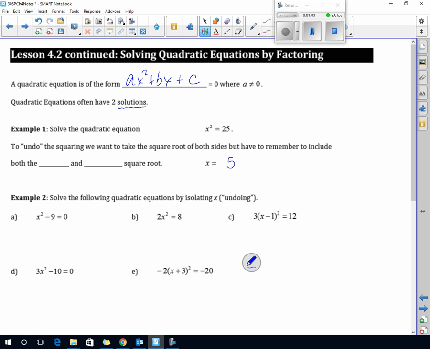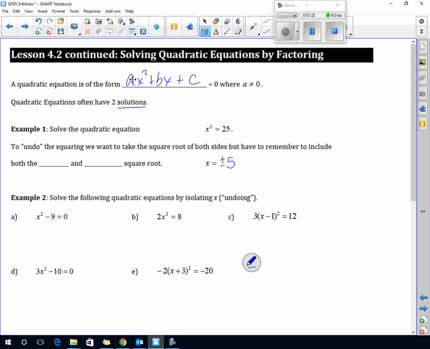What can I sub into x squared and get 25? Not just 5 squared, but negative 5 times negative 5 is positive 25 as well. So to undo squaring, we want to take the square root of both sides, but have to remember to include both the positive and negative square root.